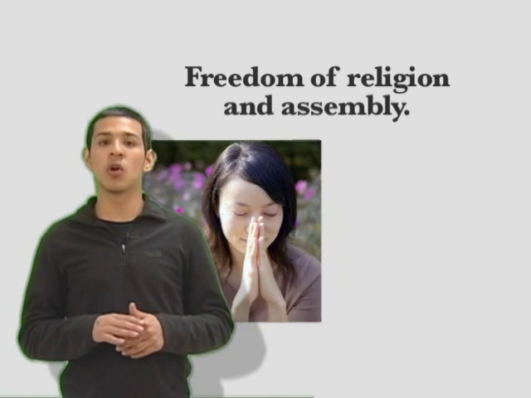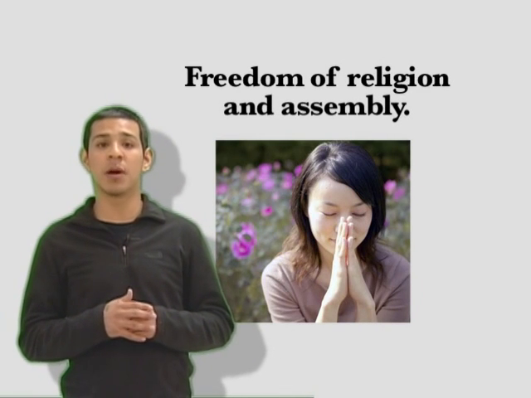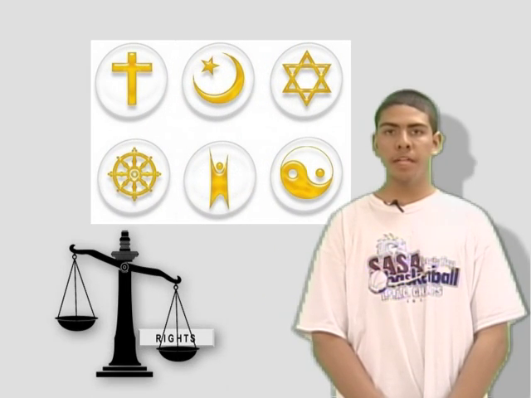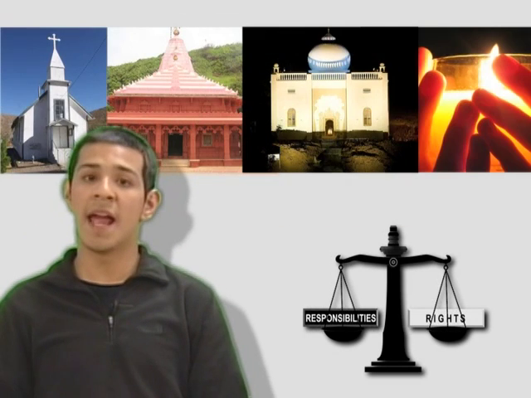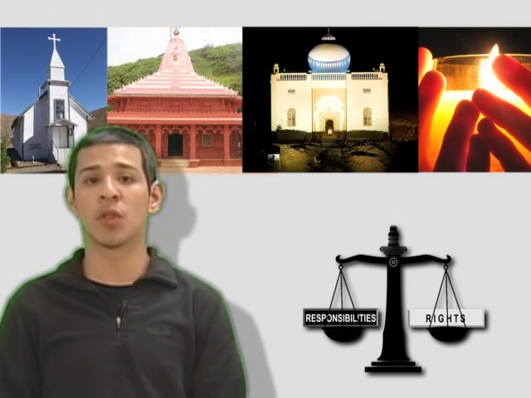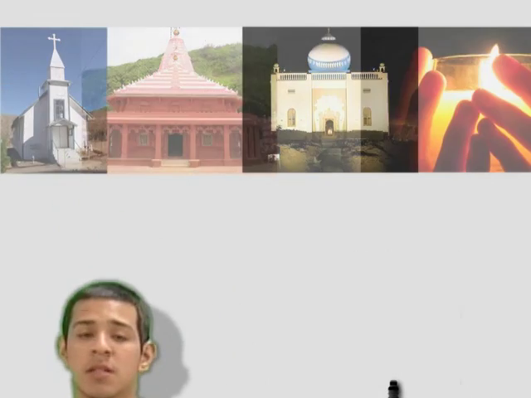Amendment 1, freedom of religion and assembly. That means that you can go to any church that you want to and gather at any public place. I have the right to choose any religion and gather at any public place. I have the responsibilities to assemble peaceably and the right to make sure that I don't deny someone the right to go to the church of their choice.